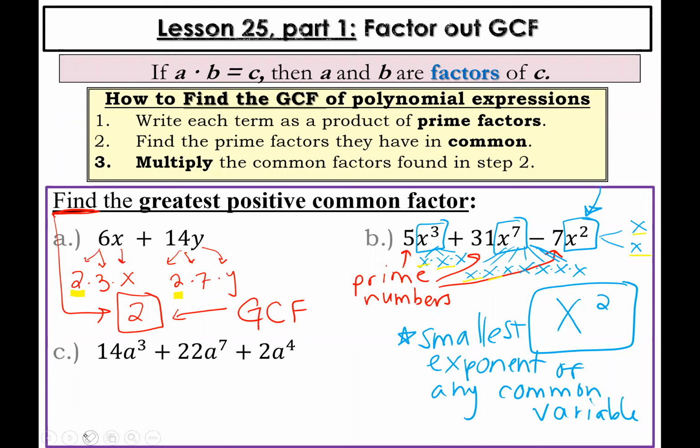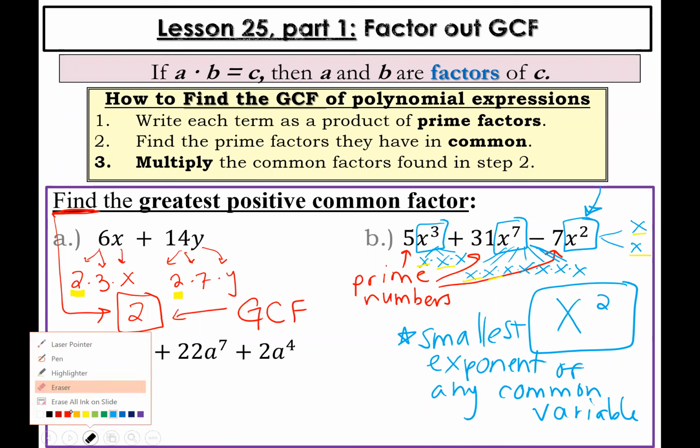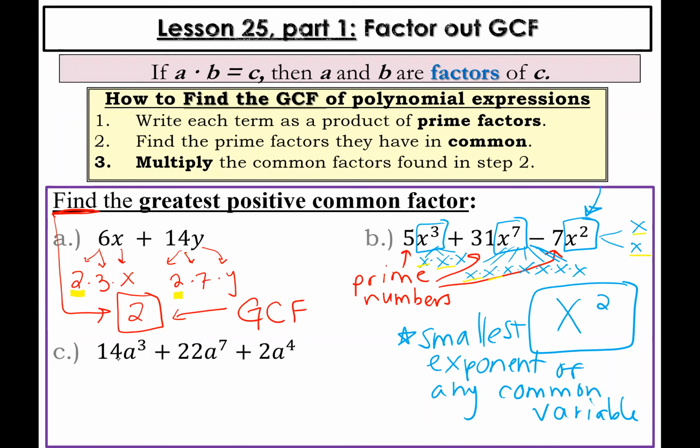All right, third example on here, this is letter C now. 14a to the third plus 22a to the seventh plus 2a to the fourth. Let's start with the numbers first. So between 14, 22, and 2, rather than making a factor tree for each one, which you could absolutely do, I would suggest starting with the smallest number and seeing if that goes into the others. If it does, that's your GCF.